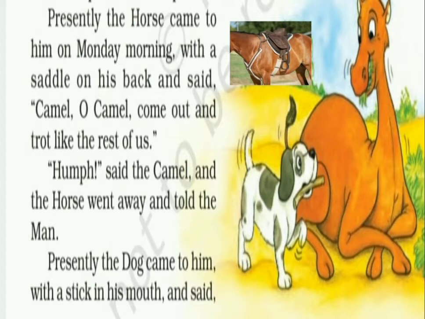So next, which animal came to it? You can see on the top, children, a horse. It came. So when did it come? Right, it came on Monday morning with a saddle on his back. You can see a saddle, children.